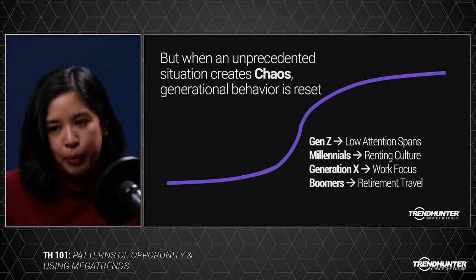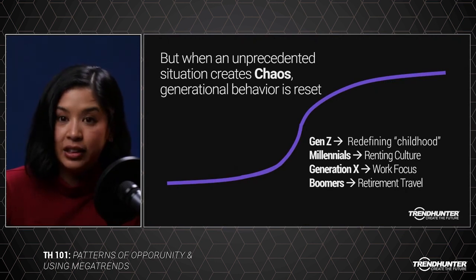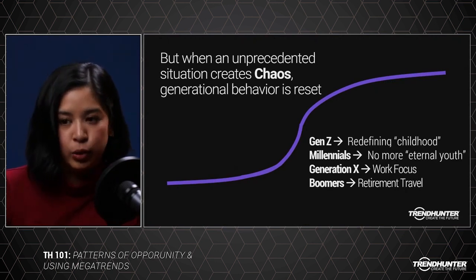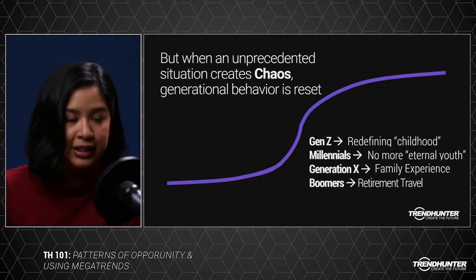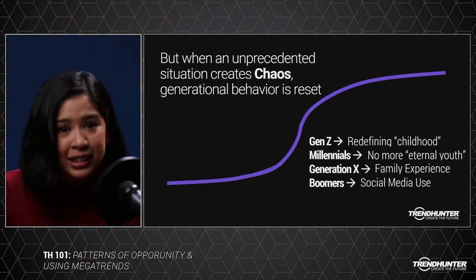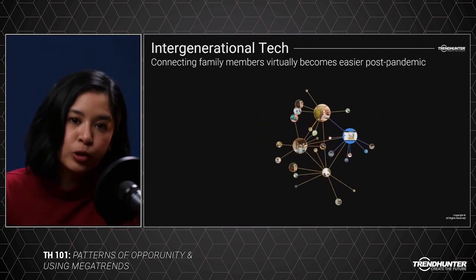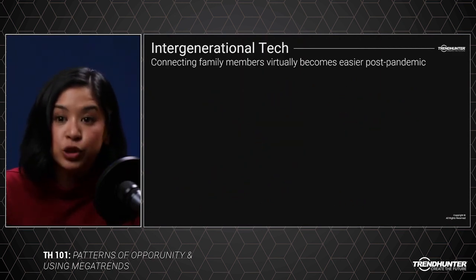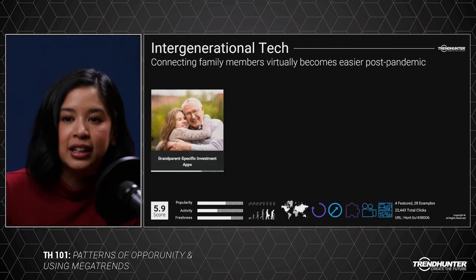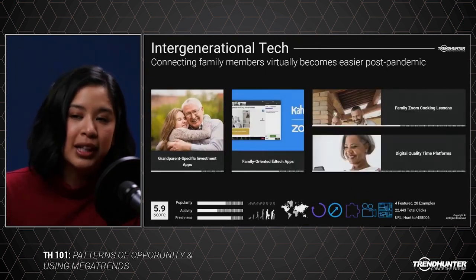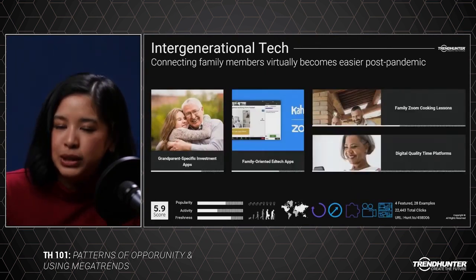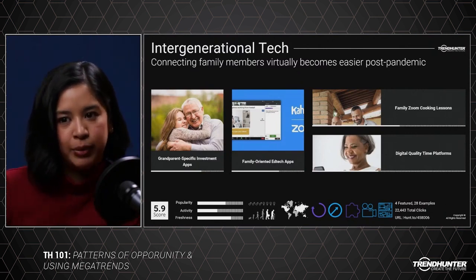And what we've seen over the past couple of years is Generation Z redefining childhood, millennials growing out of that eternal youth, Generation X focusing more on family experiences, and, as I said earlier, baby boomers surprising us by becoming really active on social media. Now, one of our insights or macro trends that really encompasses this is intergenerational tech. Here we see connecting family members virtually becoming easier post-pandemic, specifically because older generations have become increasingly comfortable using that technology.